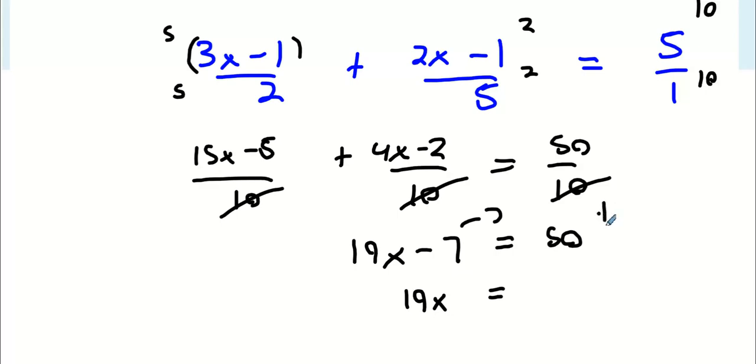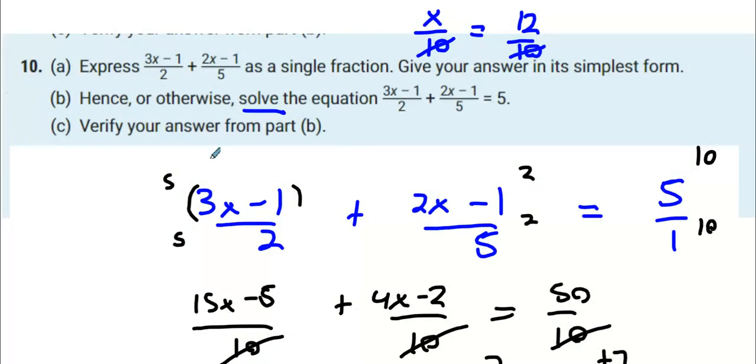It becomes a plus 7, doesn't it? What's 50 plus 7? 57. What happens to the 19? 57 divided by 19, and x equals, what's x equal? Anybody? 3. Last part, really awkward part, says verify your answer.